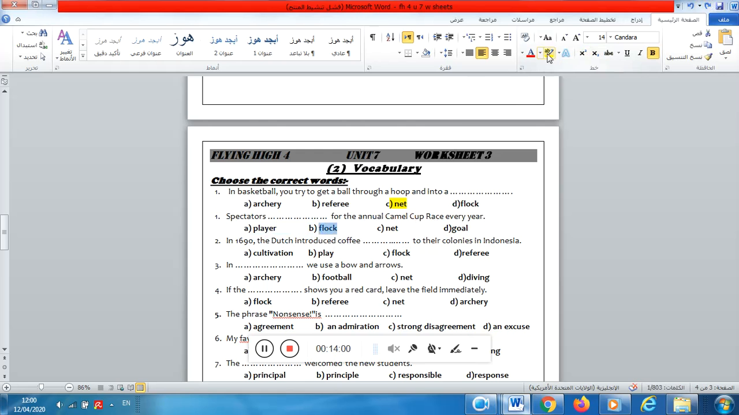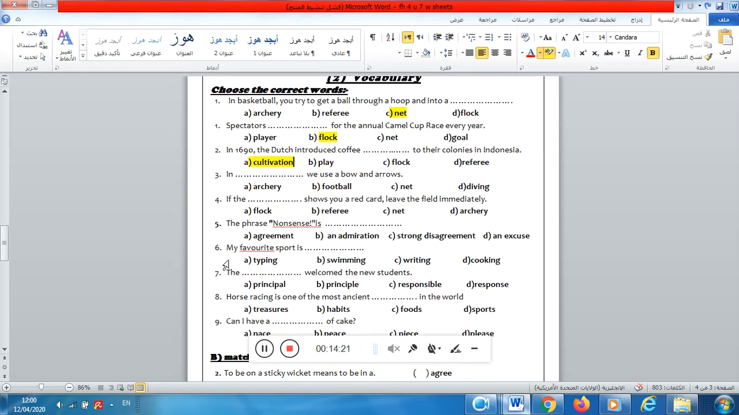All right, carrying on. In 1690, the Dutch, people of Holland, introduced coffee blank to their colonies in Indonesia. Coffee what? Of course, the only way here is to talk about coffee cultivation, coffee plantation, coffee growing.